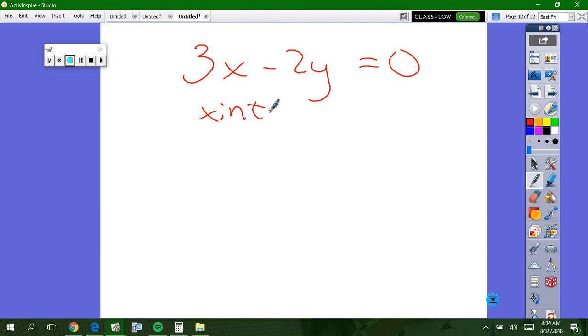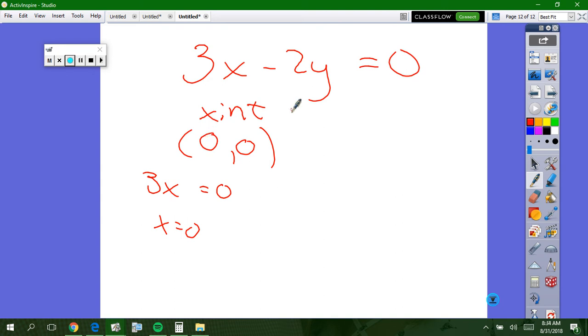Okay, that's when, once again, when y is 0, right? You guys agree with me? Okay, so I have 3x. Negative 2 times 0 is 0. He's gone. Equals 0. Then what happens? I need to divide by 3. What's 0 divided by 3? 0. Isn't that my y-intercept at the same time?